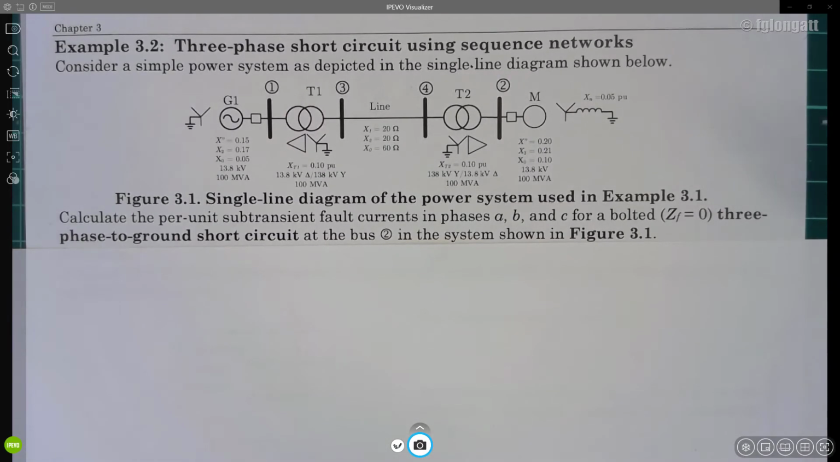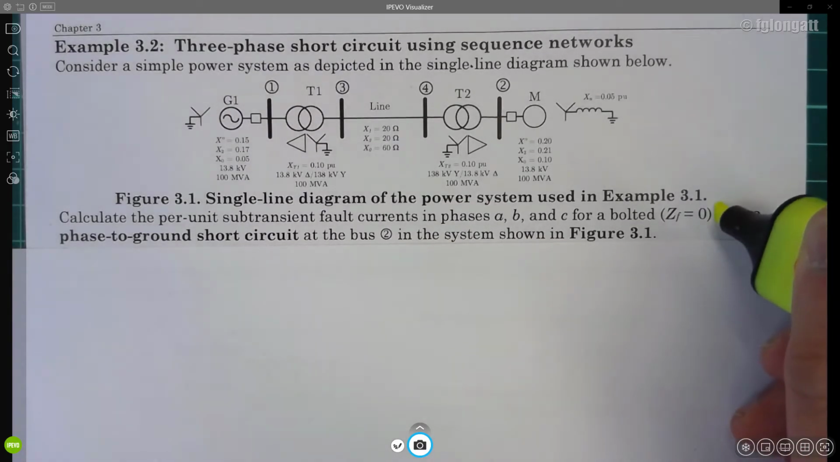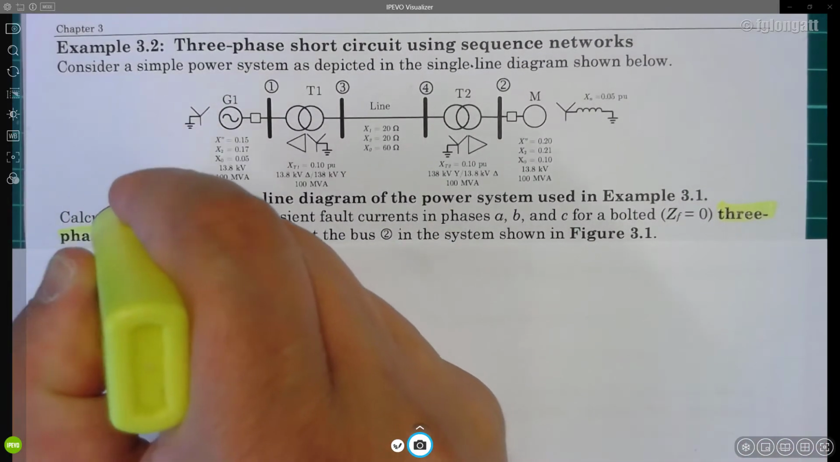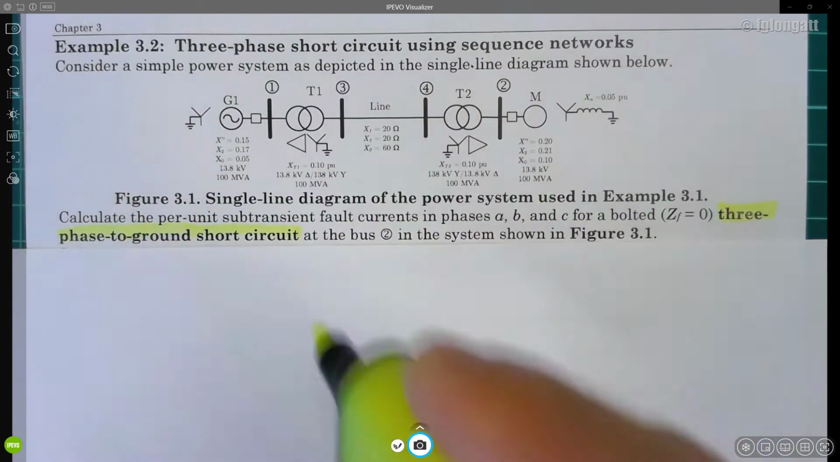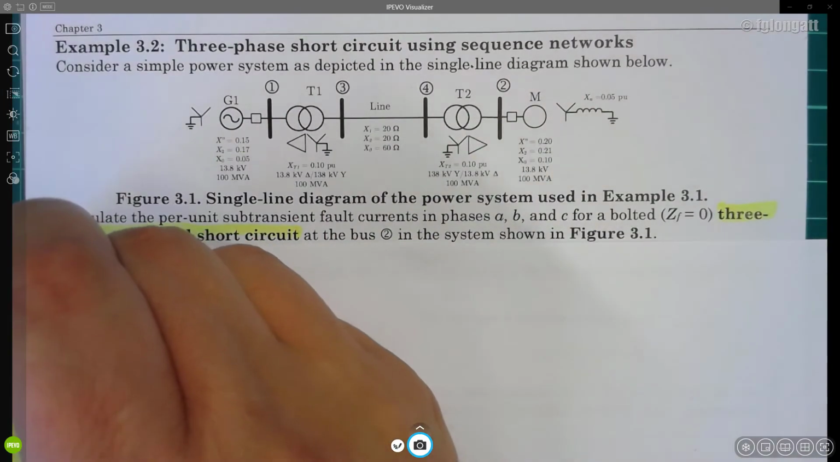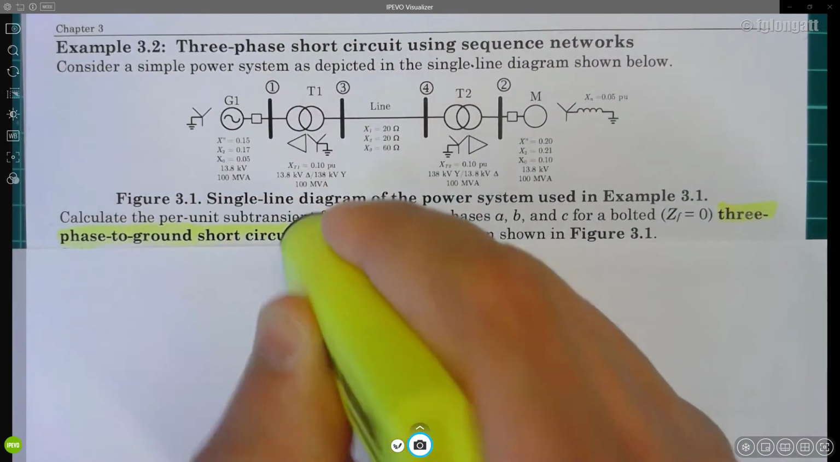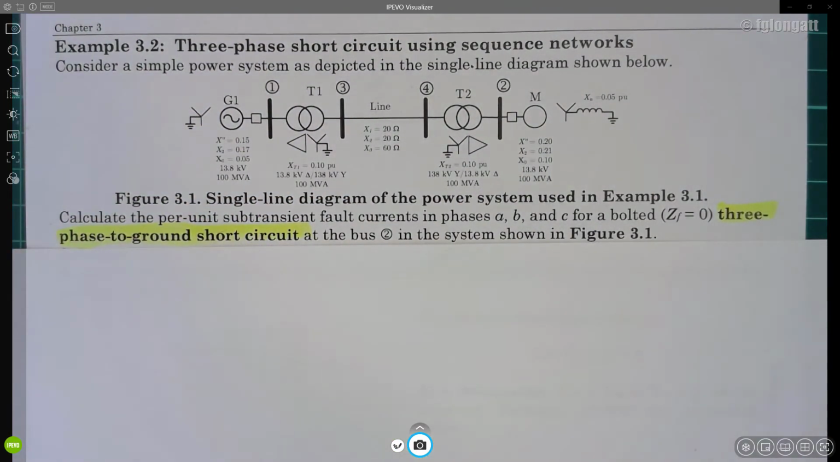Okay. What is the job today? Well, the job today is quite beautiful: calculate the per unit subtransient fault currents at phases A, B, and C if we are considering a three-phase to ground short circuit at bus bar number 2.